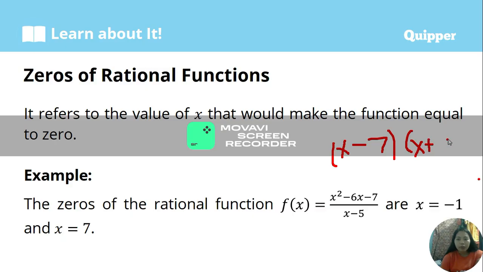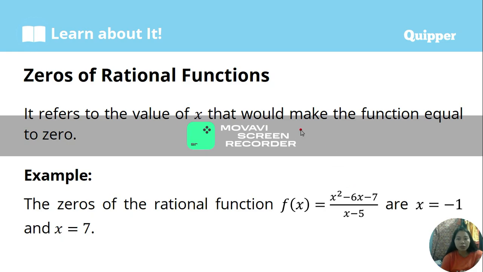So now, why is it that they are zeros? Because we are going to equate them to 0. That is why x minus 7 becomes x equals 7. Find the value of x. We will equate them to 0, and then x equals negative 1. So why? Because it makes the rational function 0.